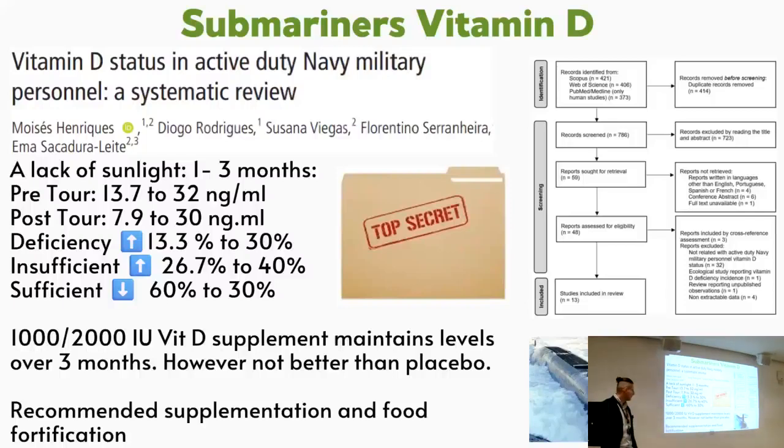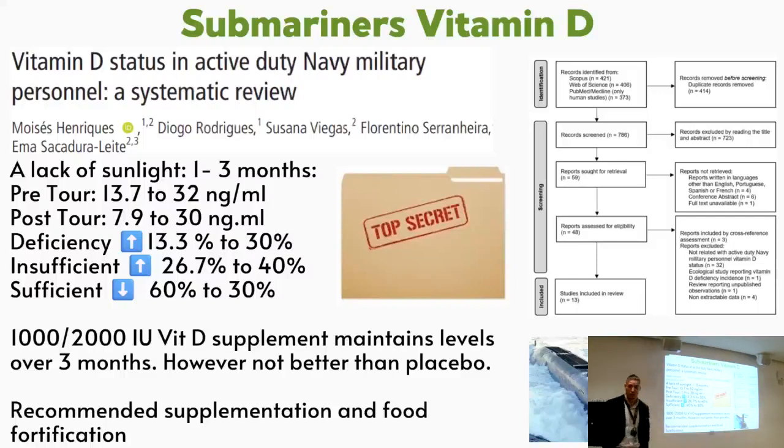Post-tour, when they come back, the levels drop. So they go from, at the lower end, 13 to 7.9, and from 32 to 30. In terms of percentages, they go from 13% to 30% being deficient, from 26% to 40% being insufficient, and from 60% being sufficient to 30% being sufficient. So there's a drop.